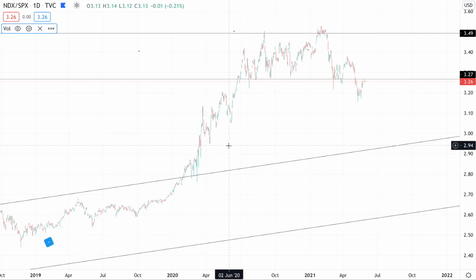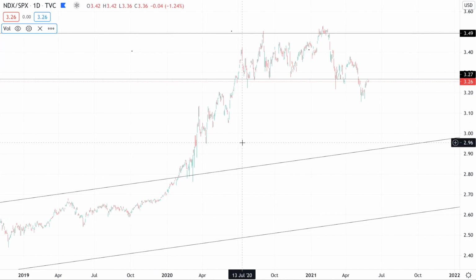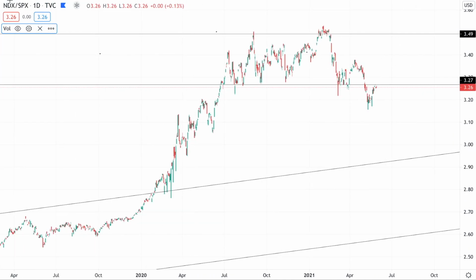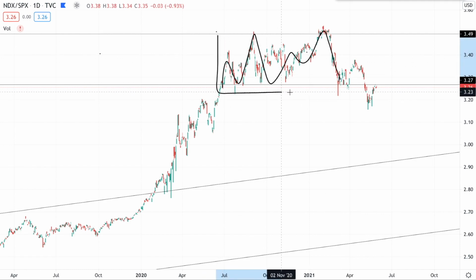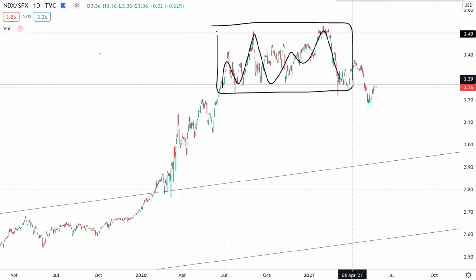Now, this video is going to focus on this very special ratio. That's the NASDAQ 100 divided by the S&P 500. We talked about this in the last episode. We got a lot of great feedback, but a lot of you wanted us to talk about the potential for a Wyckoff distribution pattern here that's forming on this chart that would correspond to a long-term top and significantly more downside on this ratio.